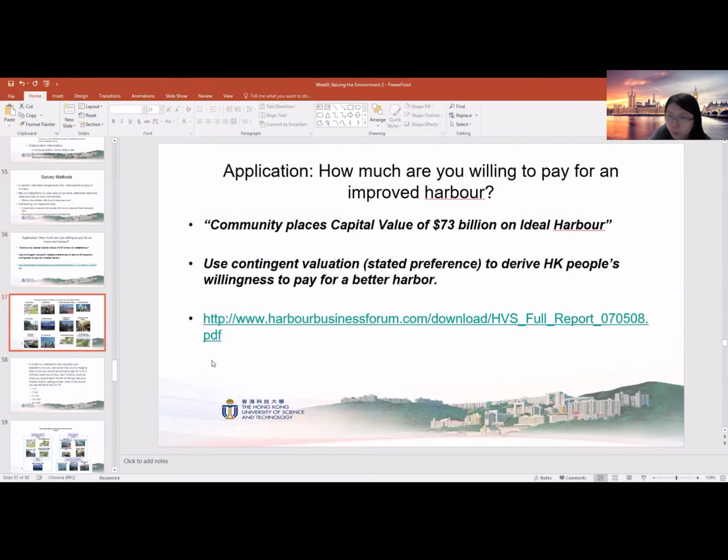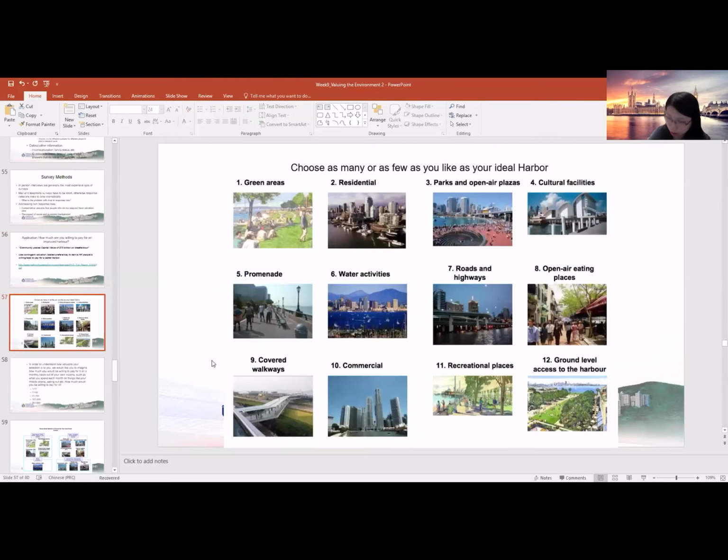Okay, so basically, as I said, usually a contingent valuation study consists of different parts. In the first part, you will get some pictures and descriptions about these plans. A specific feature of this study is that it not only wants to elicit your view about a specific harbor development plan, it also wants to get your preferences on which specific harbor development plan you prefer most. Basically, if your favorite plan is green areas, how much you're willing to pay for that. And for another group of people, your favorite plan is open area eating places, how much you're willing to pay for that.